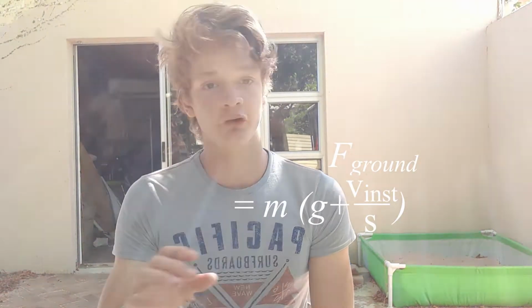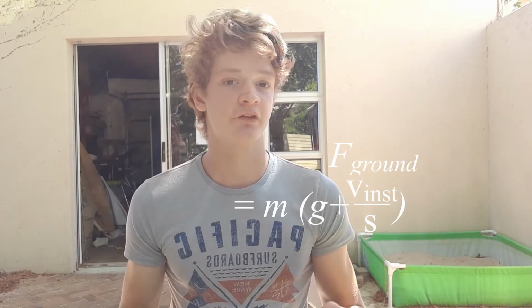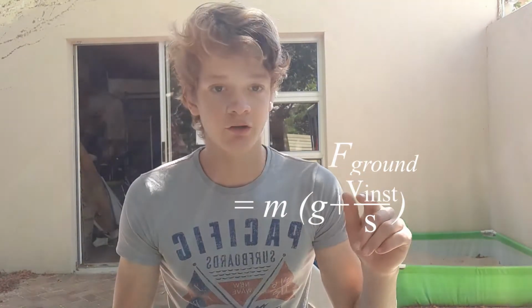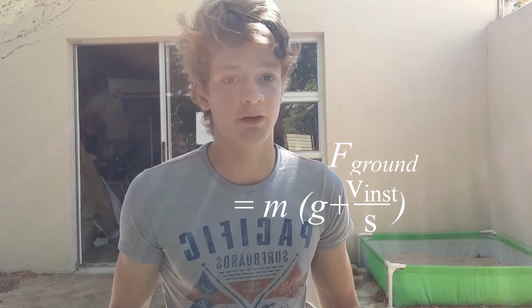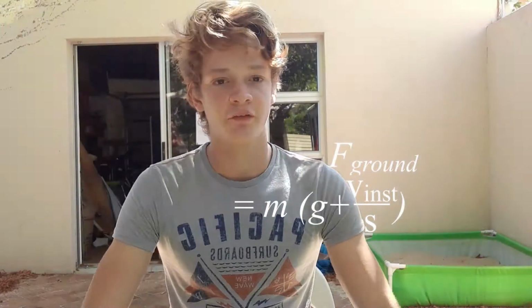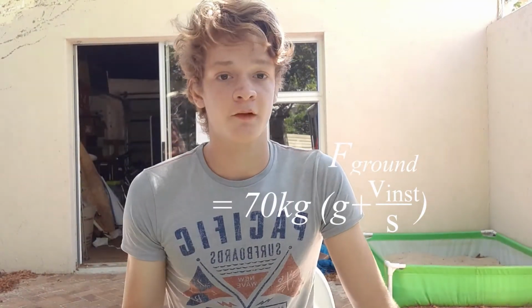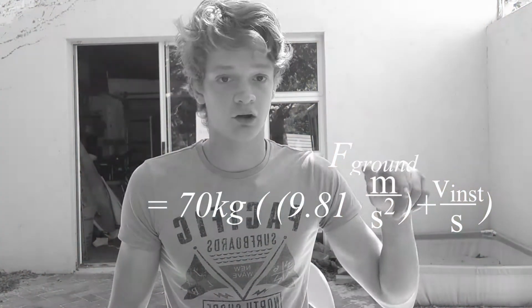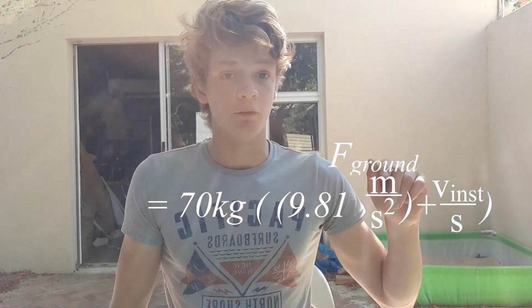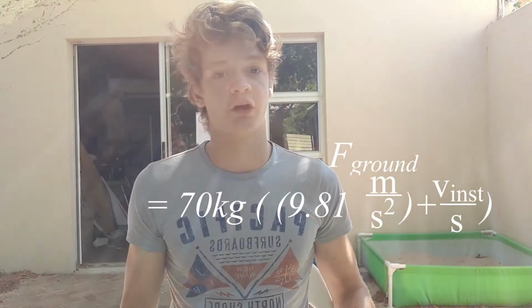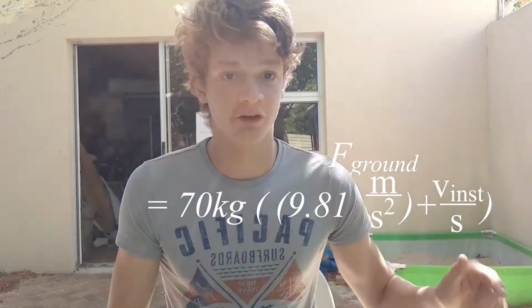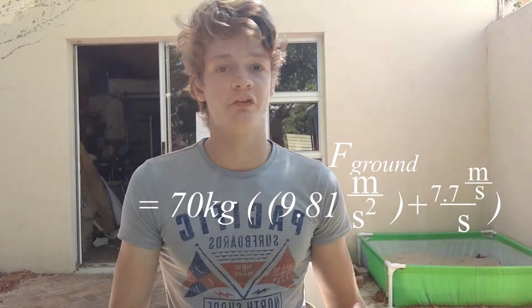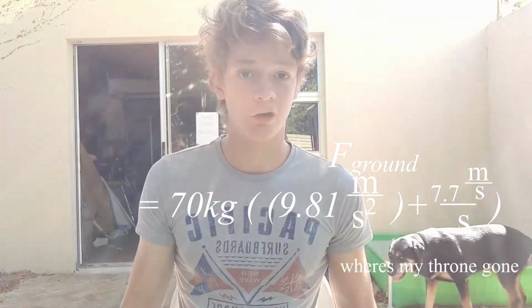So the force of the ground, or F ground, is equal to my mass times open bracket gravity plus my instantaneous velocity when I hit the ground divided by the impact time close bracket. Unpacked, this is about 70 kgs times open bracket our acceleration 9.81 meters per second squared, plus my instantaneous velocity 7.7 meters per second divided by the impact time close bracket.